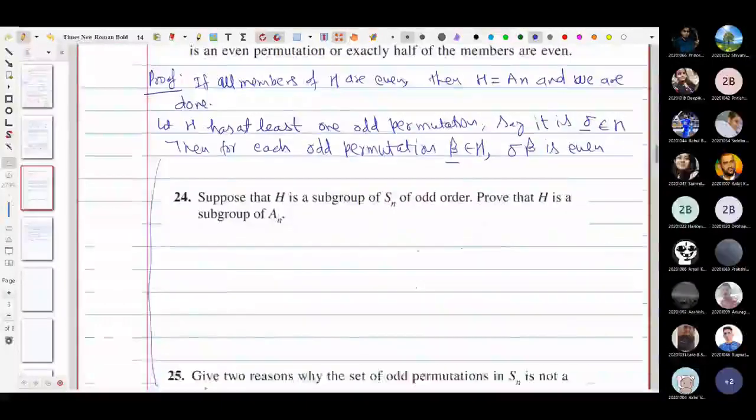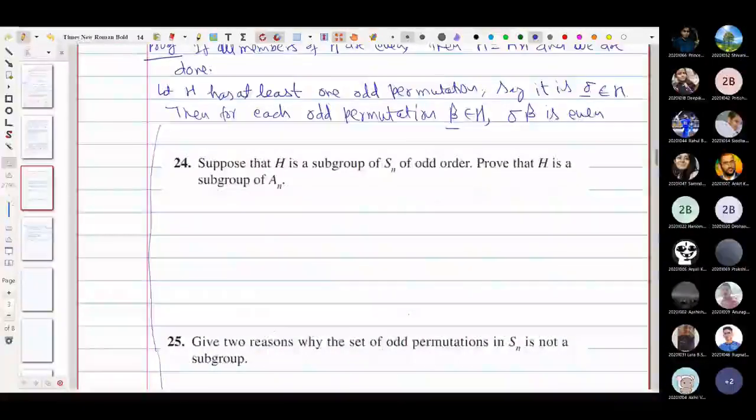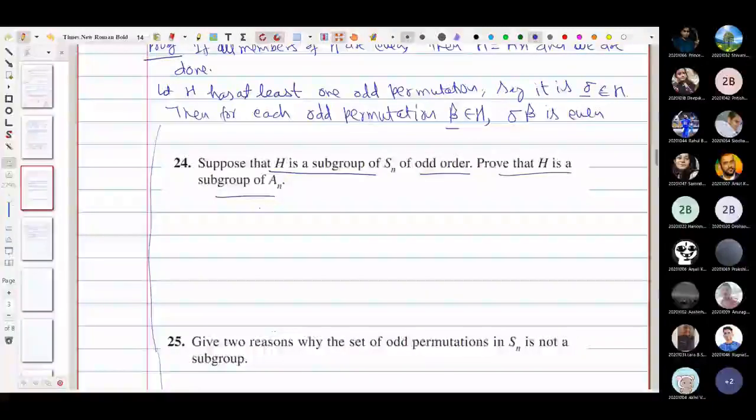So next theorem, what does it say? Question number 24. H is a subgroup of Sn of odd order. Prove that H is a subgroup of An. Here we need to prove that H is a subgroup, but we need to look for some contradiction, because we are not going to use the one step or two step test.